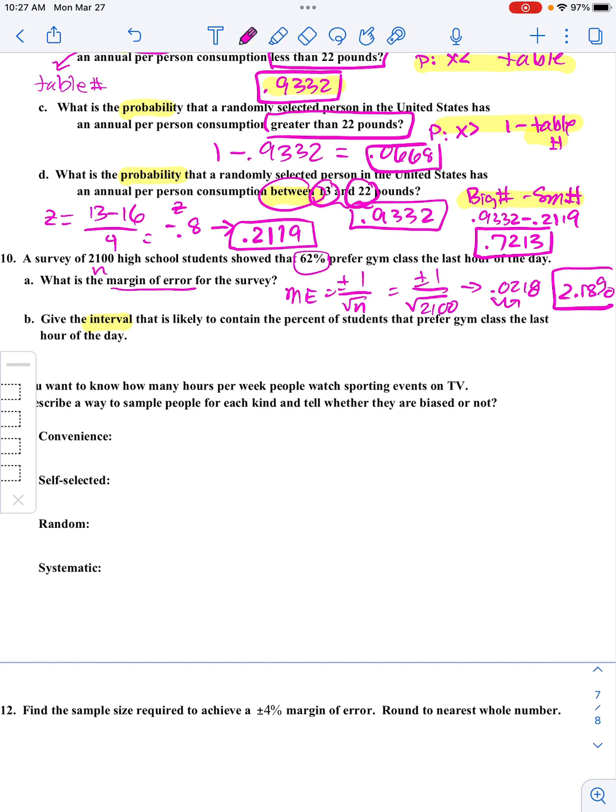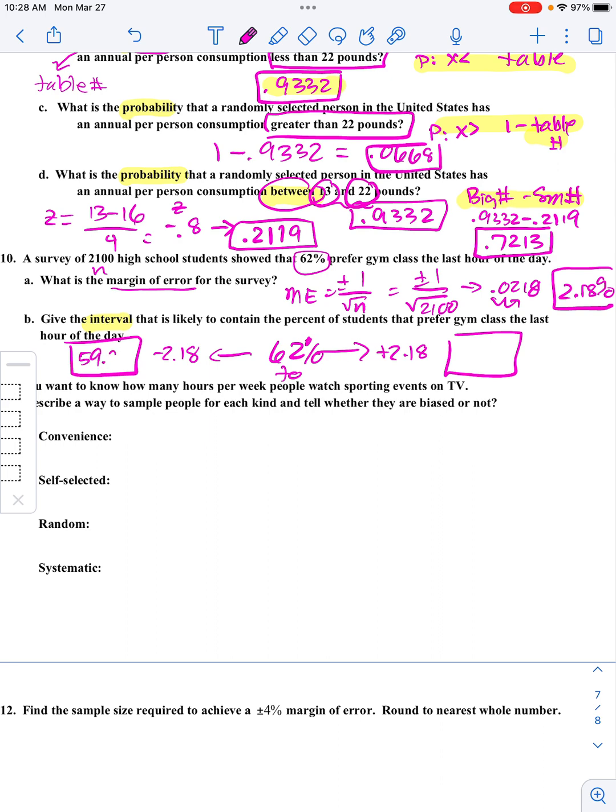The interval that would contain the number of students, meaning if you asked everyone, not just a sample. So what you do is you take the percent that you got in your survey, which was 62%, you add the margin of error to the right, and you subtract it to the left. And then the interval is going to be from that low to that high. Because even though your survey's result was 62%, 62 minus 2.18, that's my buffer, my margin of error.